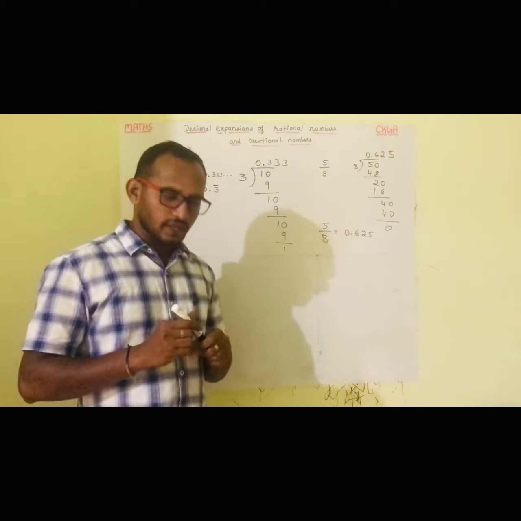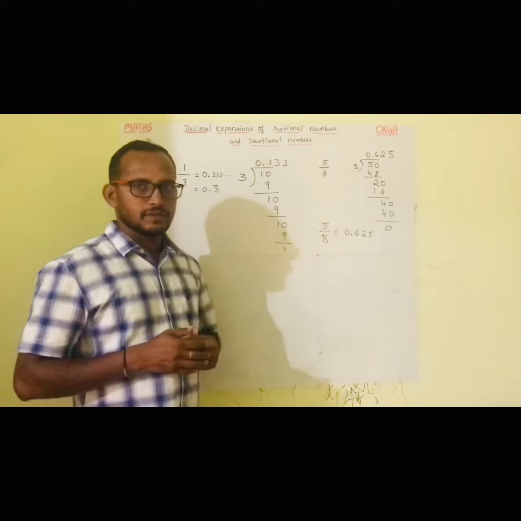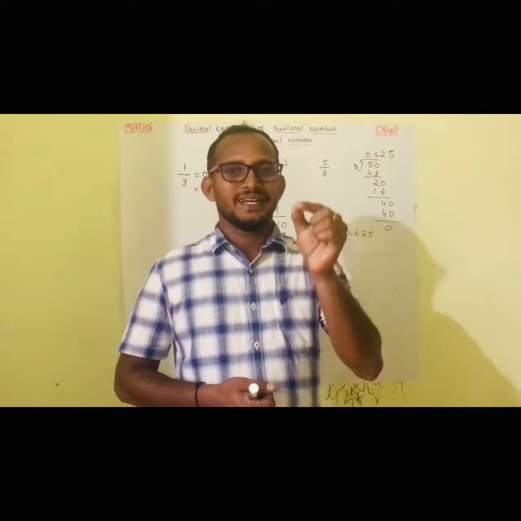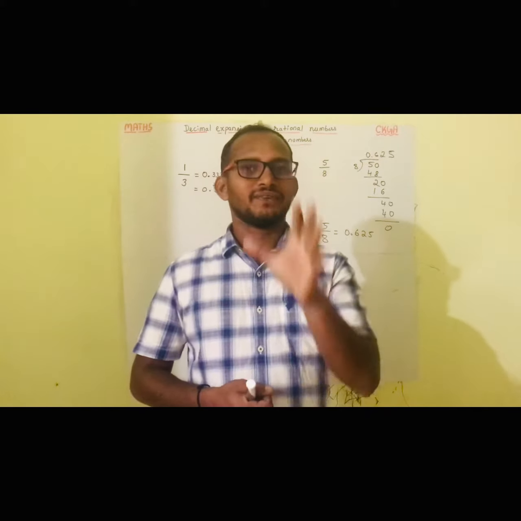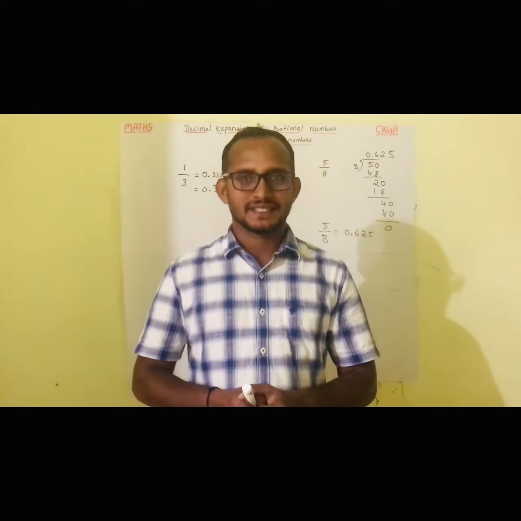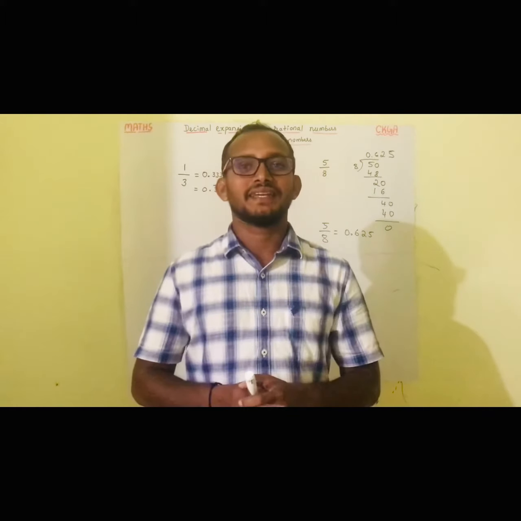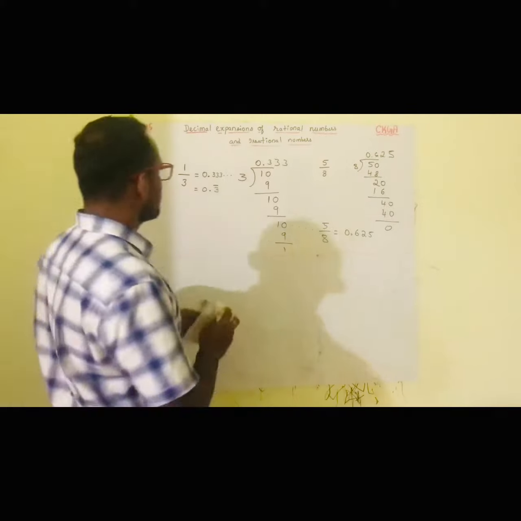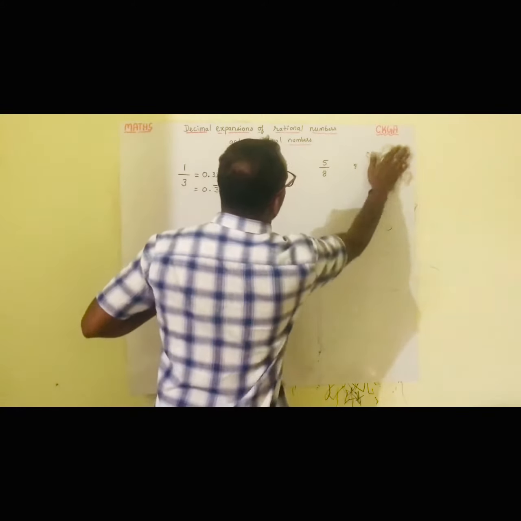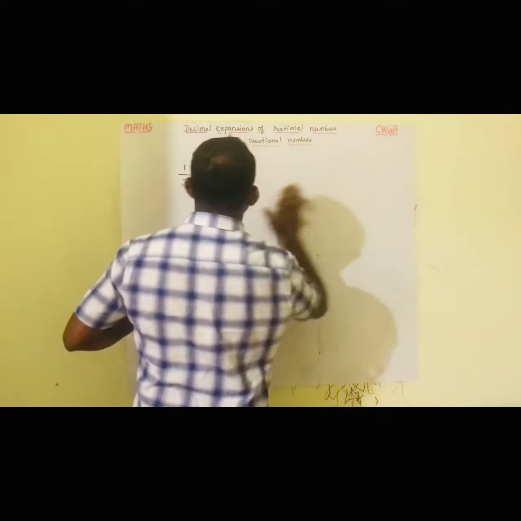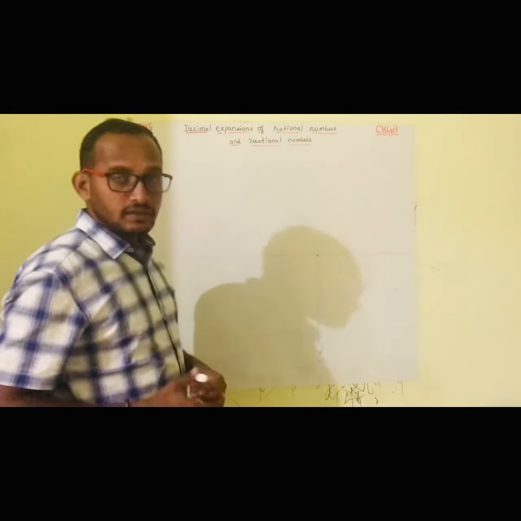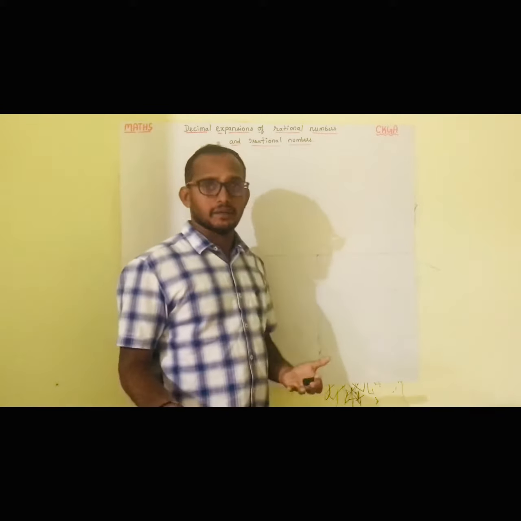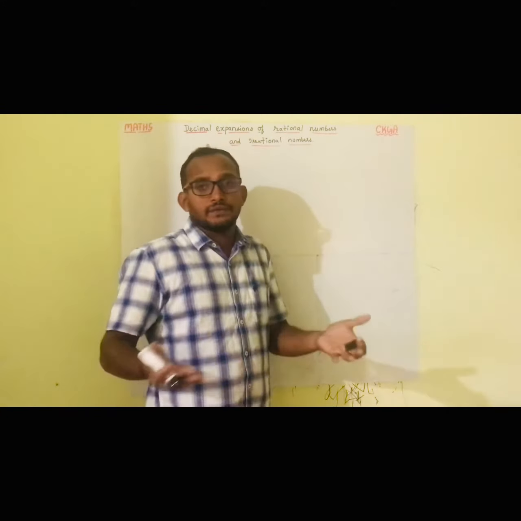So I'm concluding by using these two examples. A very important point: the decimal expansion of a rational number is always either terminating or recurring. Then what about irrational numbers? The decimal expansion of irrational numbers is totally different compared to them. It is always non-terminating and non-repeating. So they won't repeat and they won't terminate also.